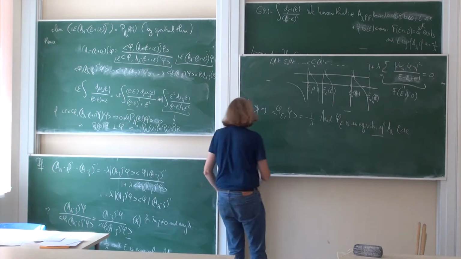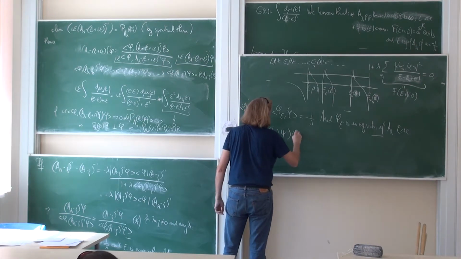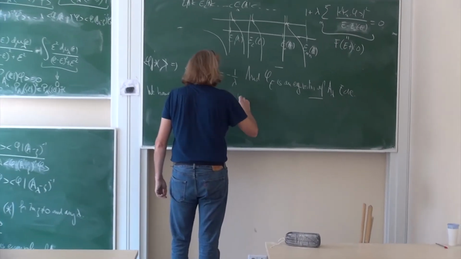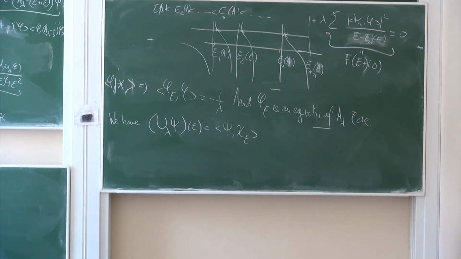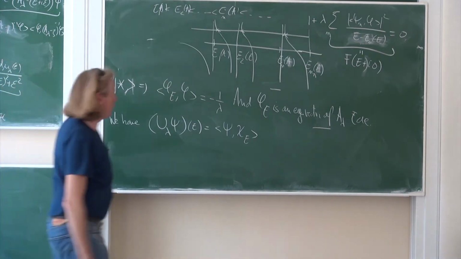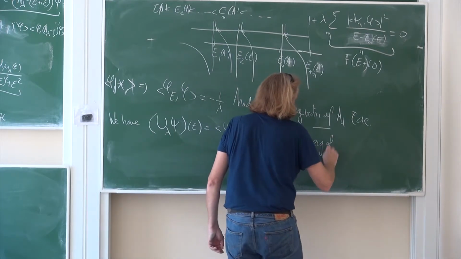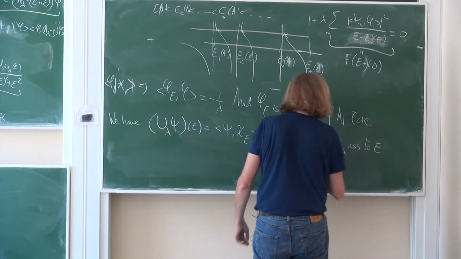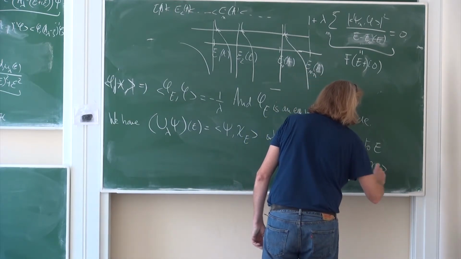We know that U lambda of psi at E is equal to psi scalar some eigenvector. Well, no, we're going to show this. Let's show that. How should an eigenvector be normalized, where chi of E is an eigenvector of A lambda associated to E and normalized by phi chi E equal to 1.